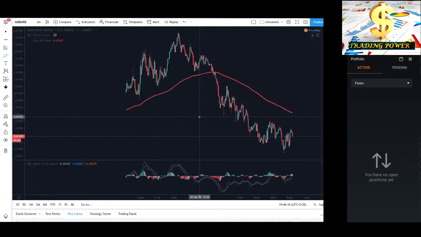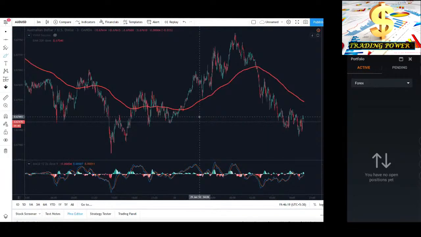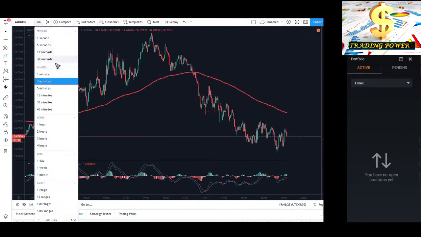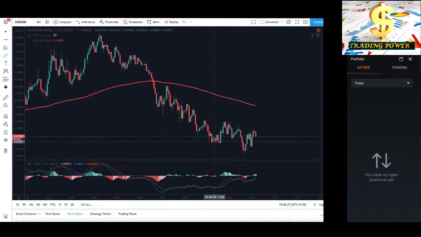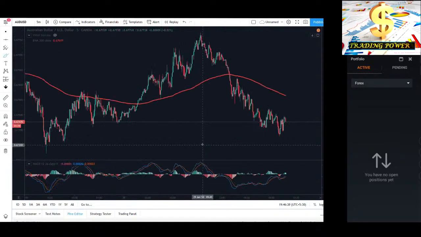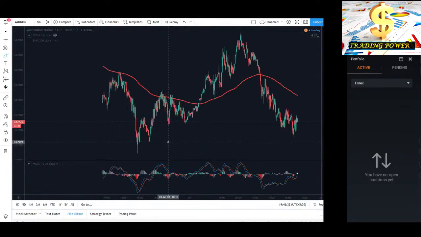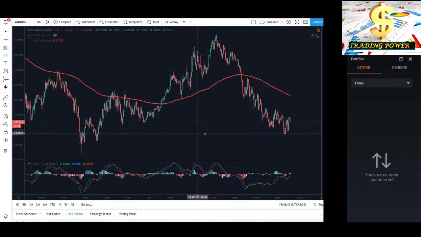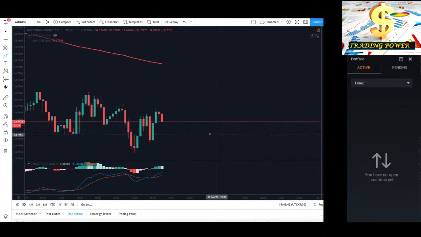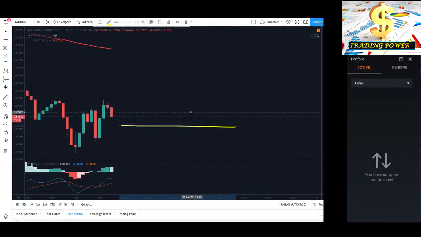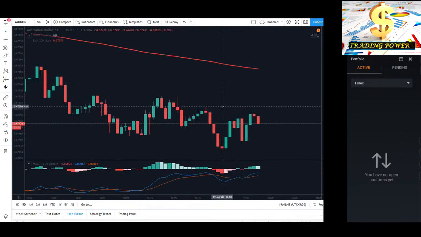AUD USD looks like it is in a good downtrend, but there is a strong support approaching. Also, it is starting to form big green candles, which may indicate that there are a lot of buyers below. I will avoid this one for now.